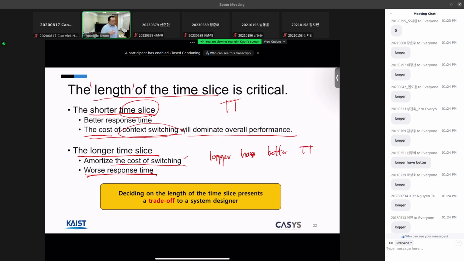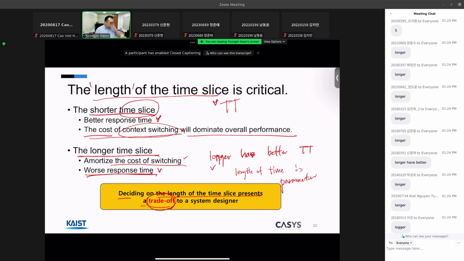Right? So that actually leads to a headache question. Deciding the length of the time slice presents a trade-off. Good response time, worse turnaround time; worse response time, better turnaround time. There's some kind of trade-off. So the length of the time slice is usually a parameter.